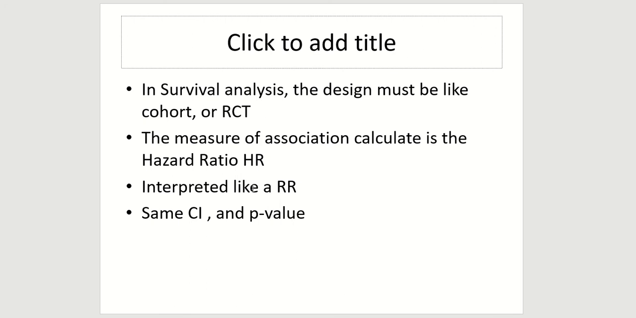All the concepts that were covered for relative risk apply to the hazard ratio. Now if you have more interest, you can bring articles and we can look at that and spend some time on it, or you can review your PHA 421 lecture. We had a few slides about the hazard ratio there.